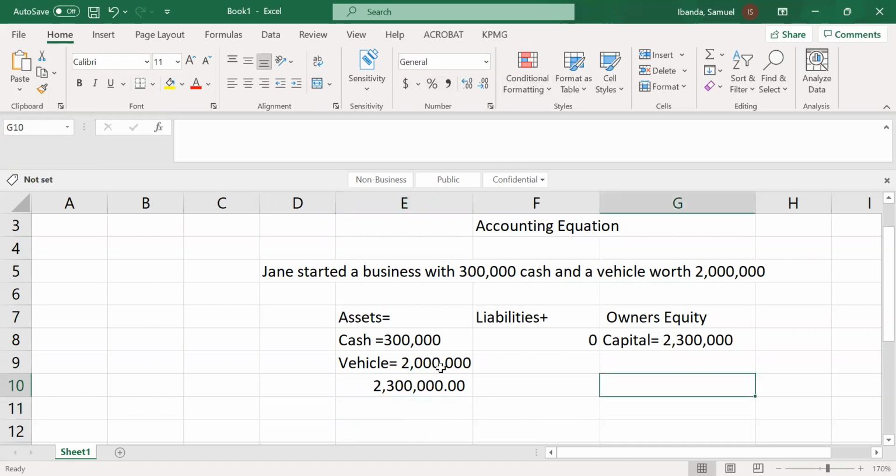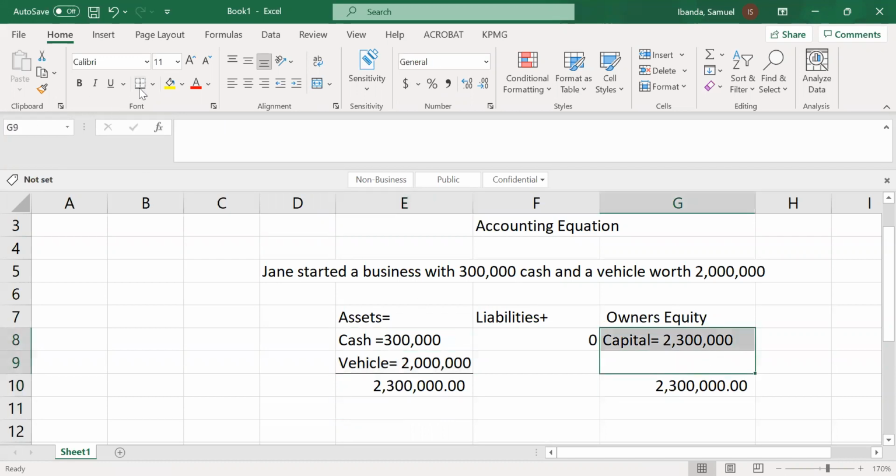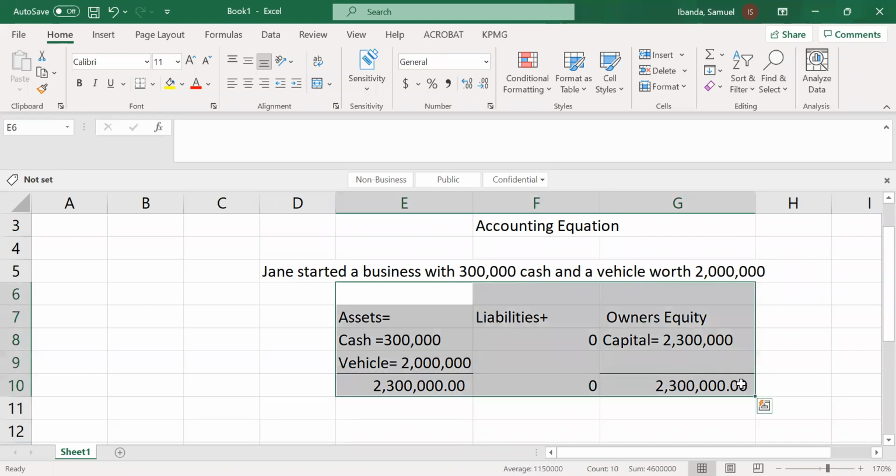This side will also give you 2.3 because we're just adding this 2.3 plus nothing down, which makes our equation balance. So as we can see here, our equation is balancing because our assets of 2.3 equal liabilities, which is 0, plus 2.3. So 2.3 is equal to 2.3. That's how the accounting equation looks.